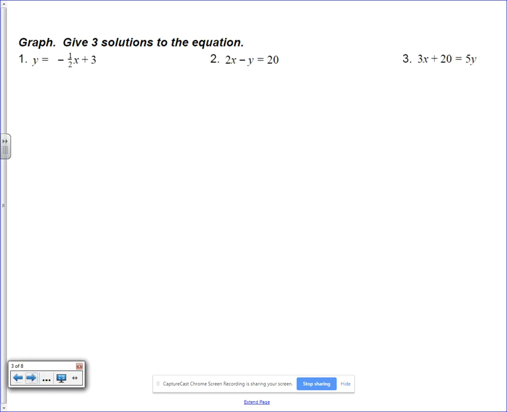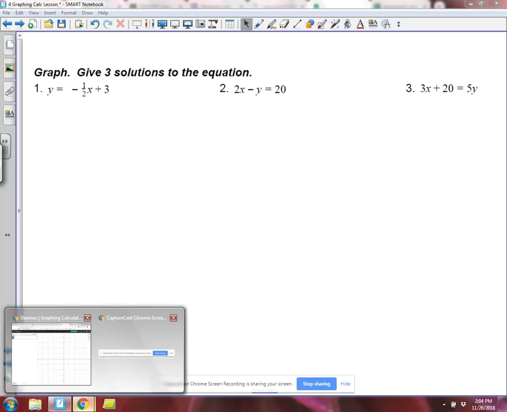It says graph, give 3 solutions. Okay, well, the first thing I gotta do is graph. So do y'all have like a rectangle at the top there where you can type into? Yes? In that rectangle, type your equation. So we're going to switch over here to Desmos.